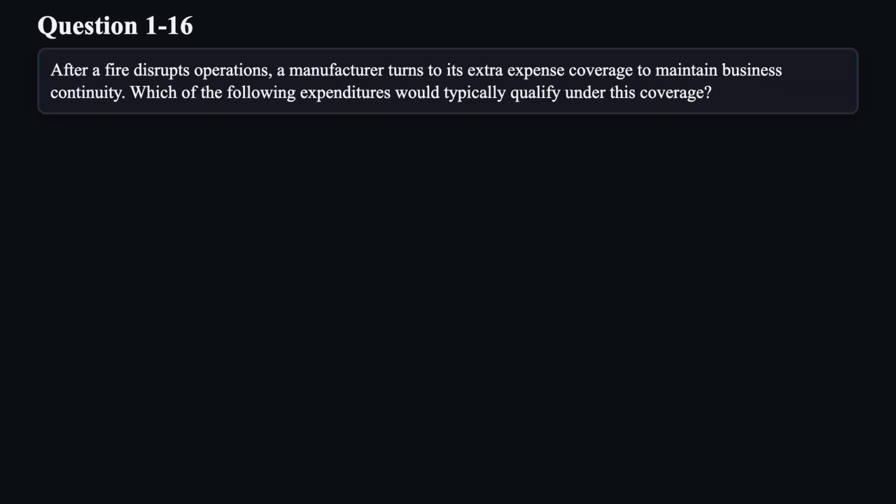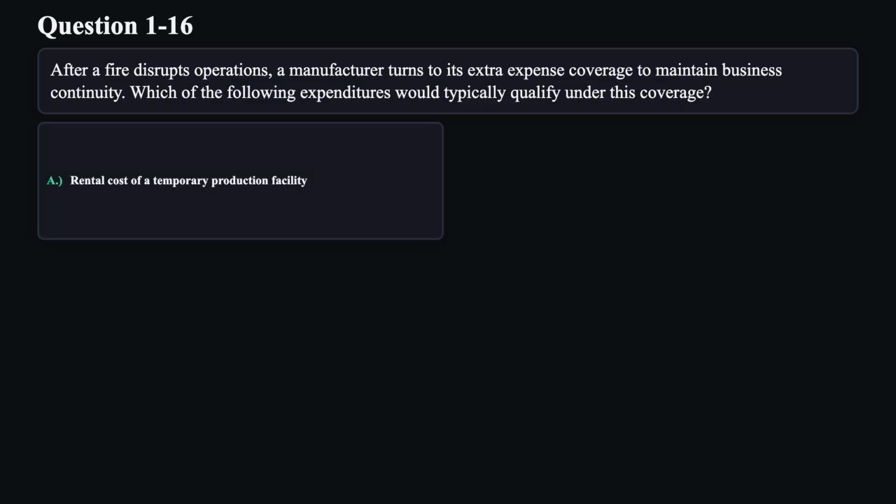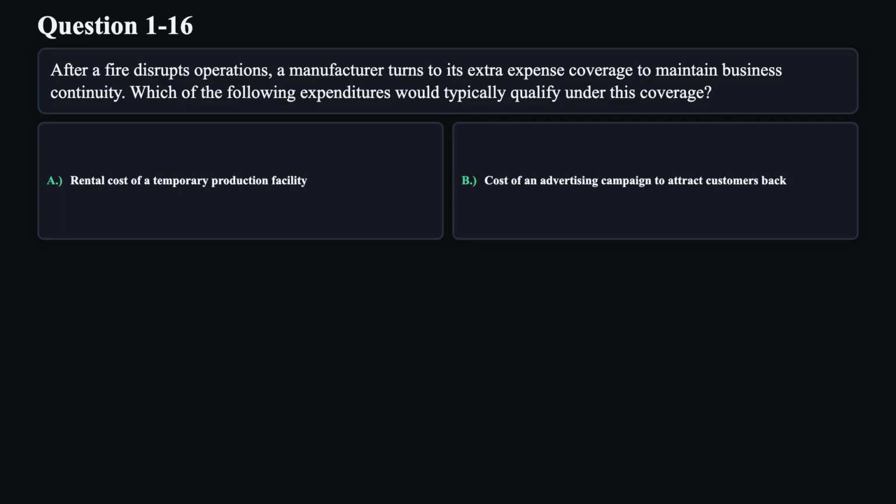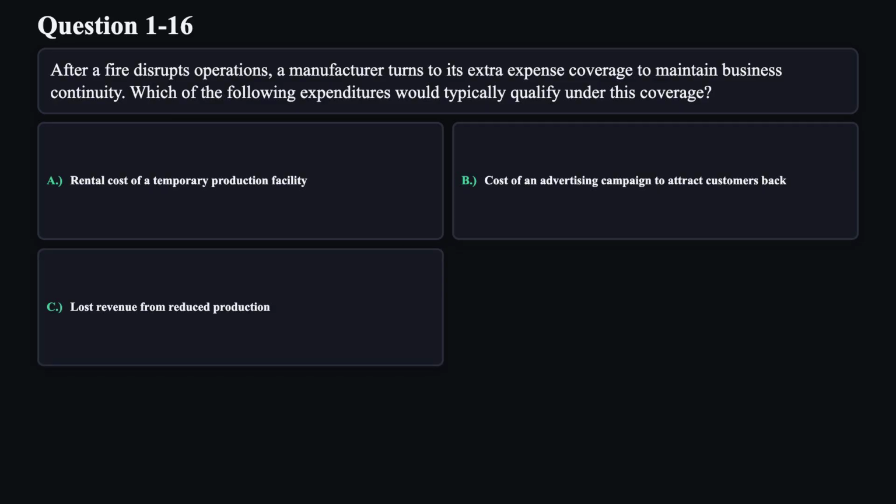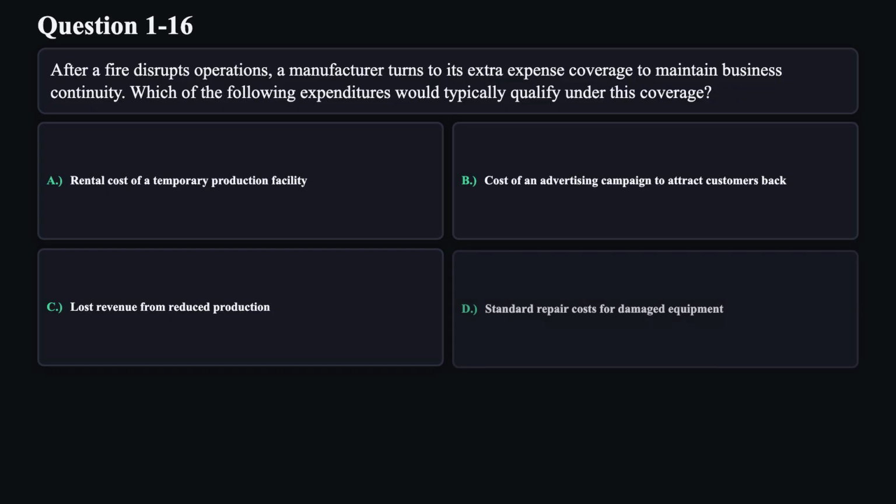Question 16. After a fire disrupts operations, a manufacturer turns to its extra expense coverage to maintain business continuity. Which of the following expenditures would typically qualify under this coverage? A. Rental cost of a temporary production facility. B. Cost of an advertising campaign to attract customers back. C. Lost revenue from reduced production. D. Standard repair costs for damaged equipment.